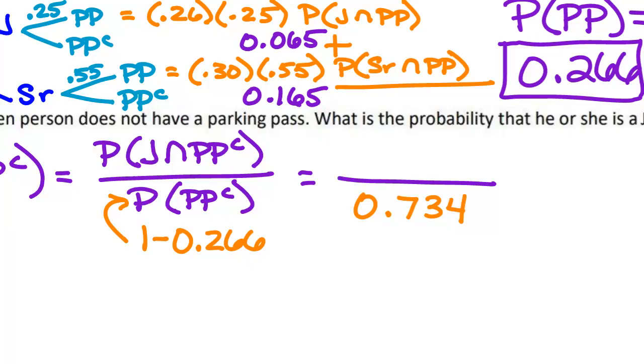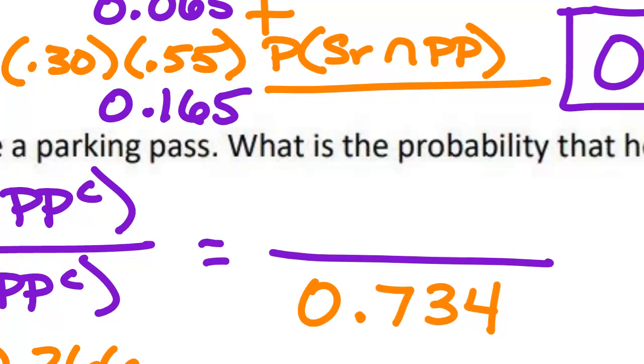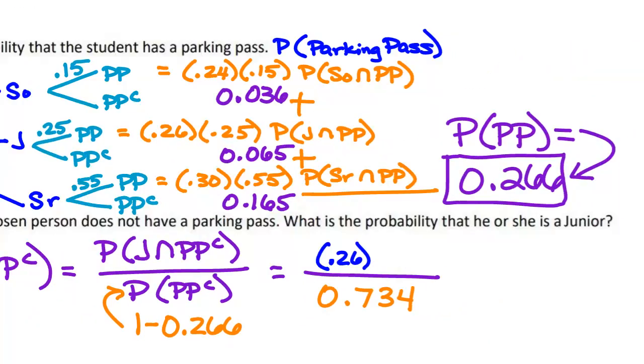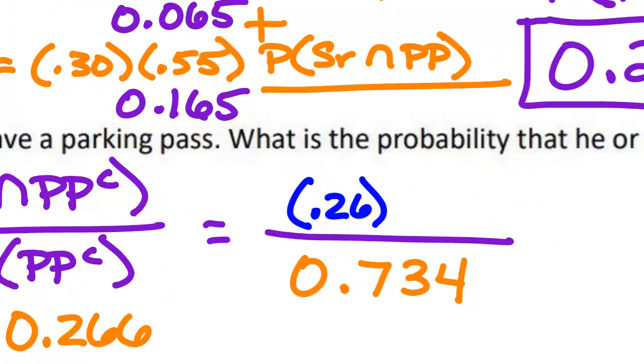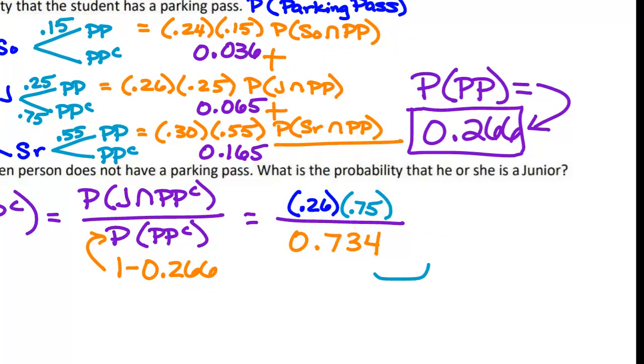Let's come back over here. This is one of the probabilities that we didn't calculate, but we can. I know the probability of being a junior is 0.26. What's the probability that that junior does not have a parking pass? 25% of the juniors have parking passes, right? So what percentage don't? 0.75. Because remember, every set of branches has to add up to what? 100%, or 1. So 0.26 times 0.75 is what I would have for my numerator.